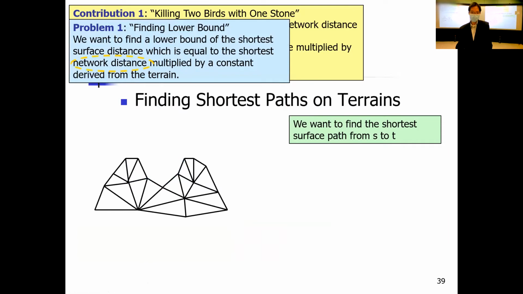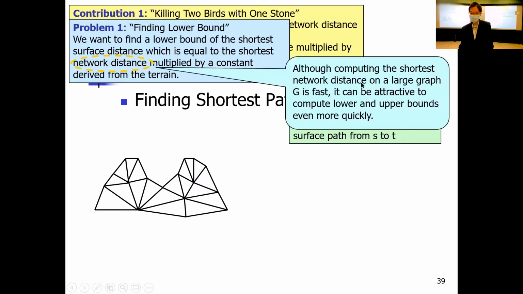And now I want to highlight this one. For upper bound and lower bound, our contribution also needs to compute the shortest network distance, okay, based on this graph. Okay, we just pass through all the edges. However, we want to say something like this, okay? Although computing the shortest network distance on a large graph, this is graph G, okay, is very fast, it can be more attractive to compute the lower and upper bound even more quickly.